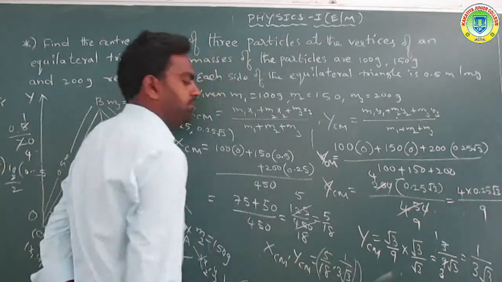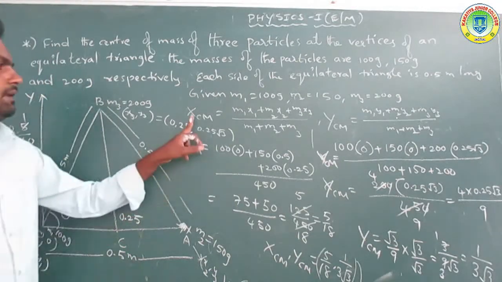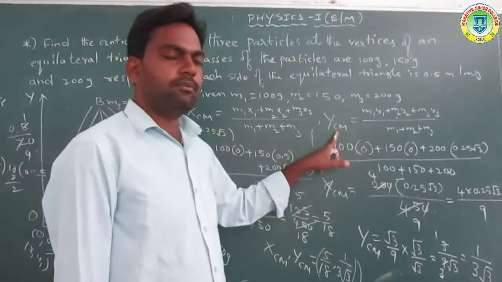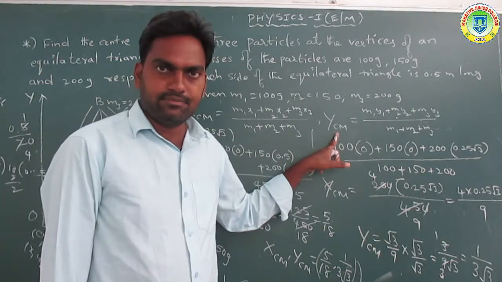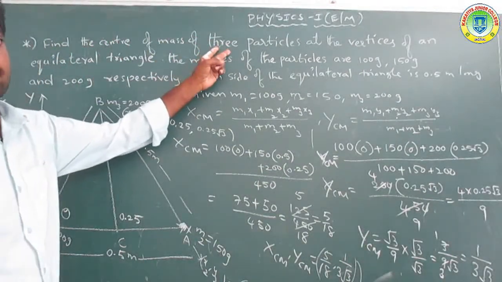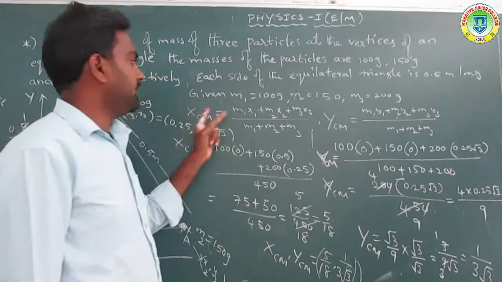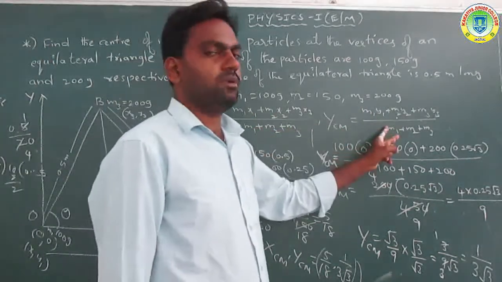This is a very important problem. First of all, find XCM and YCM. Those are the coordinates of the center of mass of the three particles. So XCM has its equation and YCM has its equation.